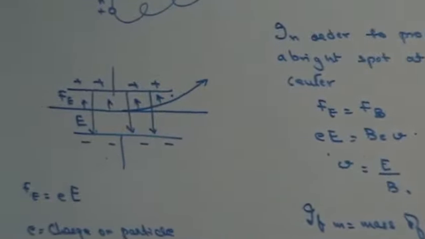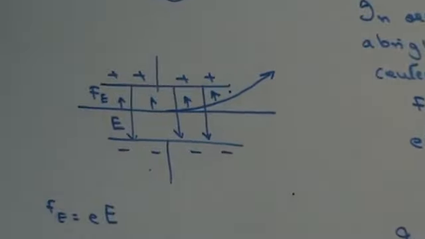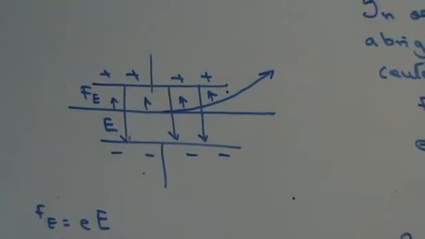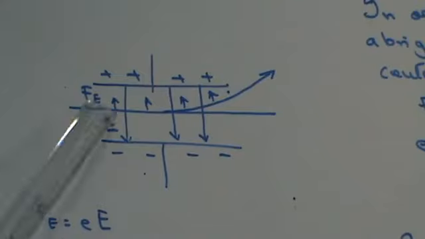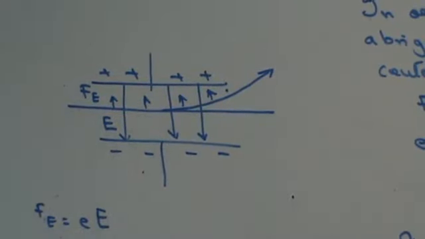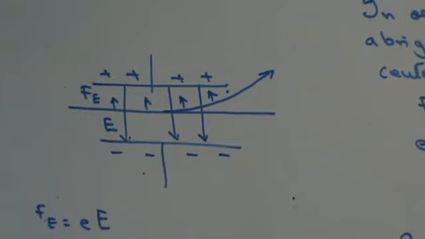As the electrons are negatively charged, they are directed vertically upwards by the electric field.